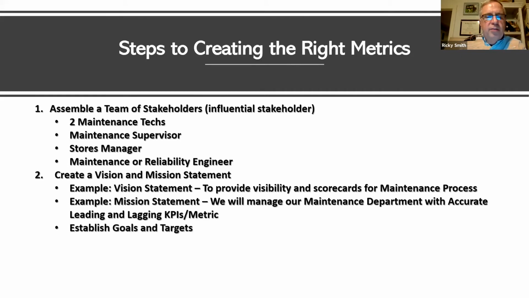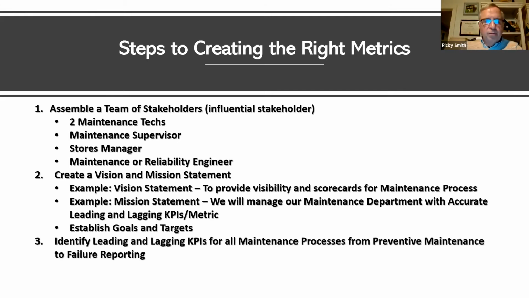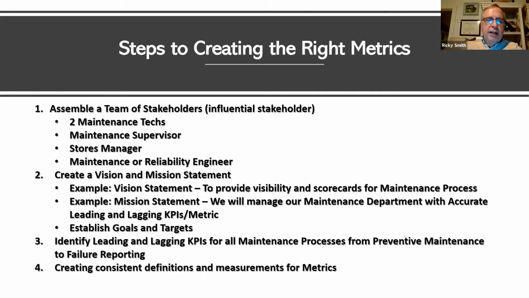Establish goals and targets. I mean, you're not going to go from zero to hero overnight. That's why we have to have targets to help us gradually move up to our goal. Identify leading and lagging KPIs for all maintenance processes, from preventive maintenance to failure reporting. We need to identify them for each one. And then what we want to do is create consistent definitions and measurements for metrics.